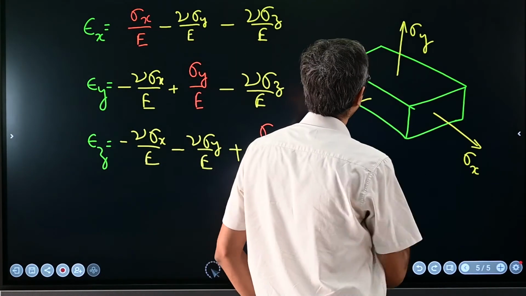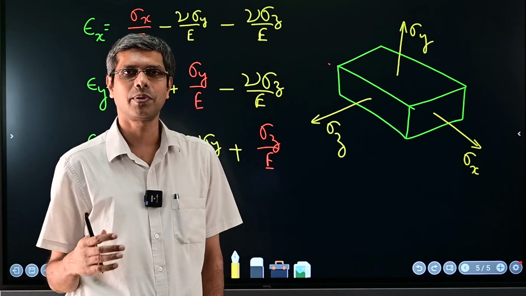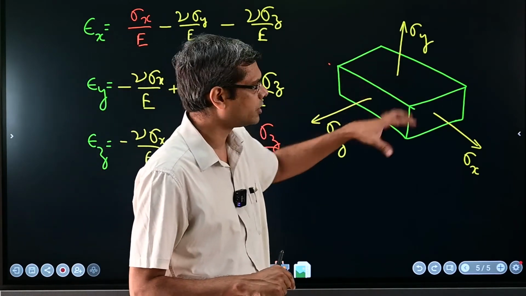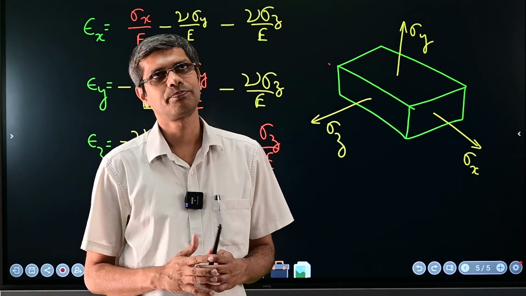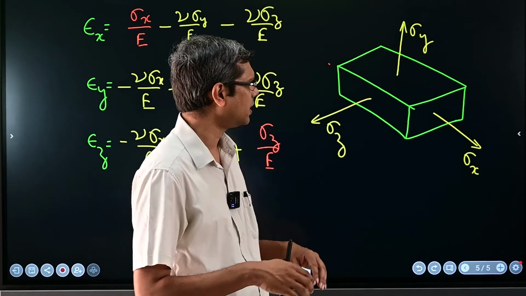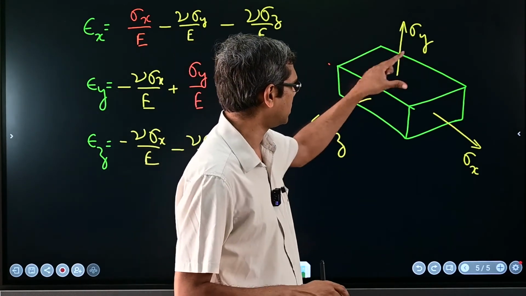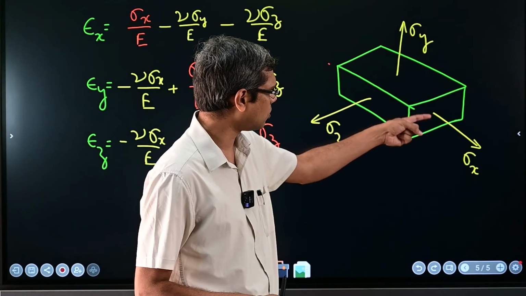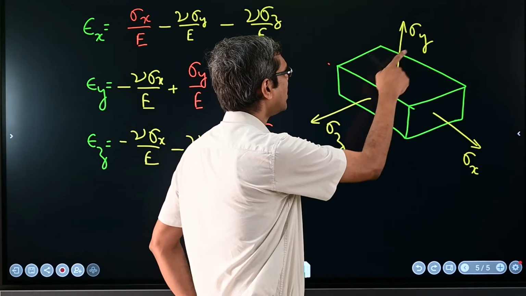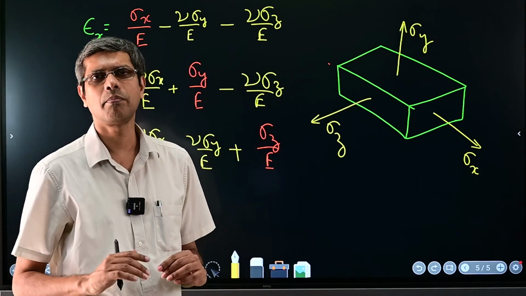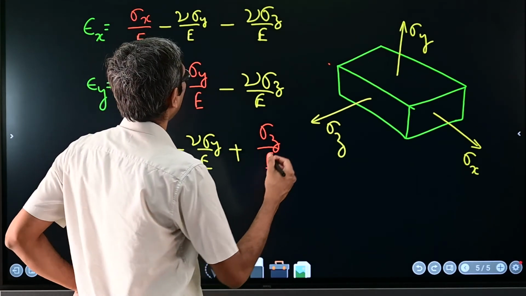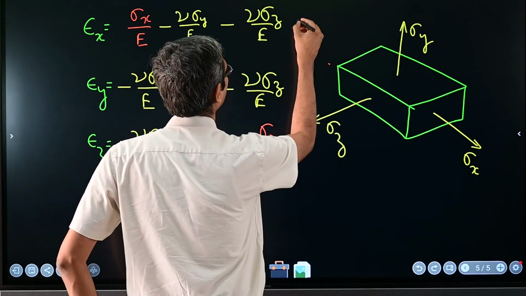One more point I wanted to make: suppose sigma x, sigma y, sigma z are all equal in a particular case. For example, suppose you have taken this block underwater. Assume that the depth is much larger than the dimensions of the block, so the pressure does not vary across these surfaces. In that case, sigma x, sigma y, sigma z are all the negative of the pressure value. What form will these equations take? You can just write them.